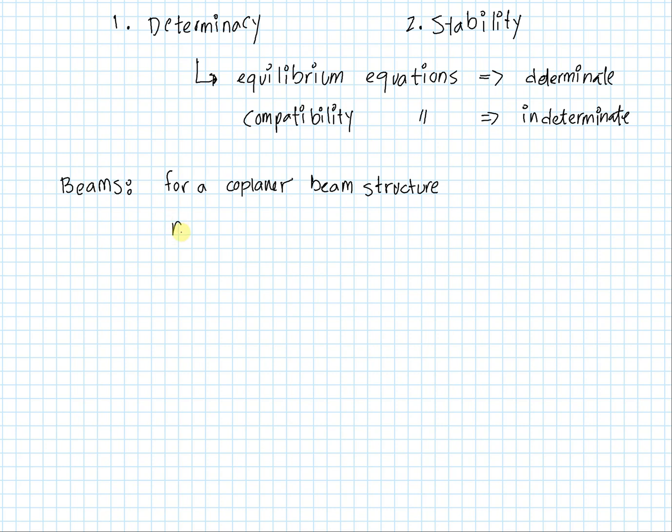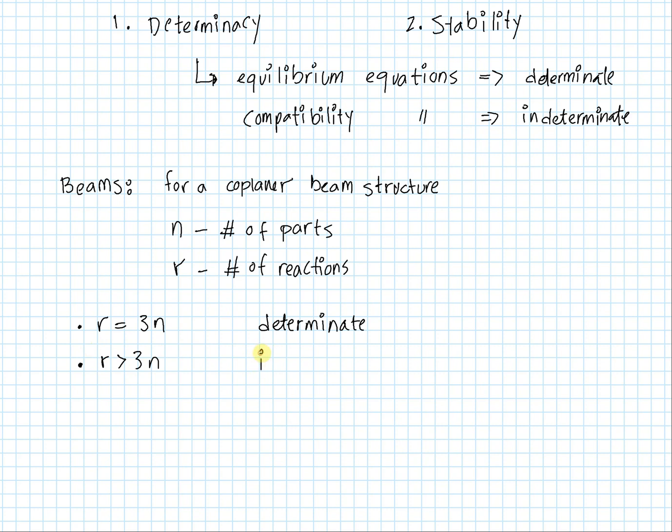we introduce a variable called n, which is for the number of elements or parts. And we're going to introduce a variable r, which is for the number of reactions. Anytime r is equal to 3n, so this is 3 times n, we can say that the structure is determinate. And anytime r is greater than 3n, we can say that our structure is, in fact, indeterminate.